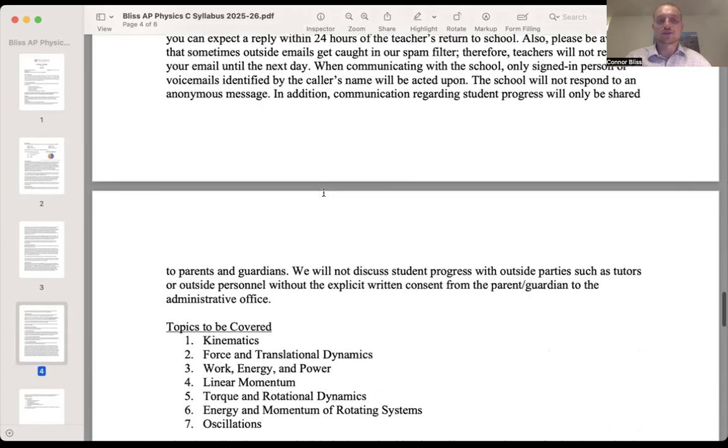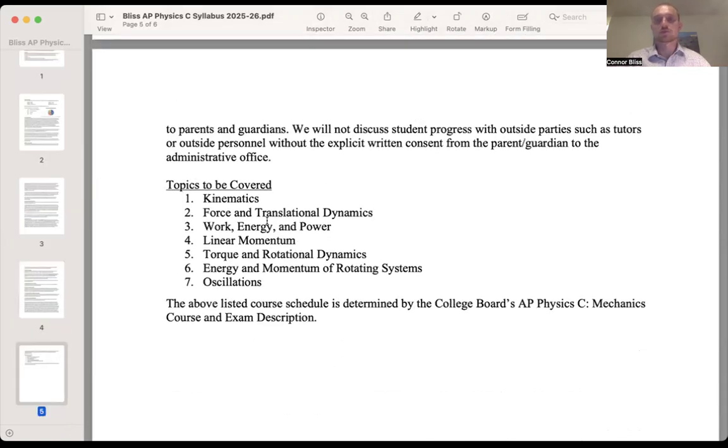And then final thing, again, according to our College Board curriculum, you have basically these 7 topics that are going to be covered in the Physics C Mechanics course. So last thing I want to do before we have you start to set up your accounts is just take a quick look at our course Canvas page.